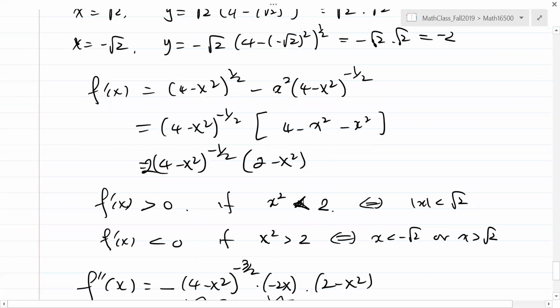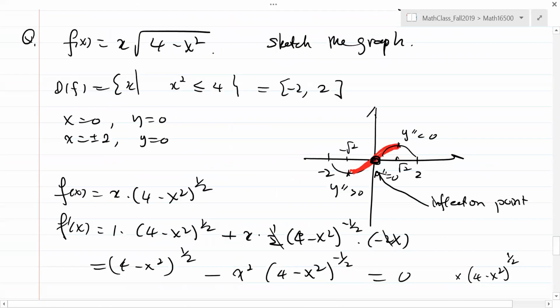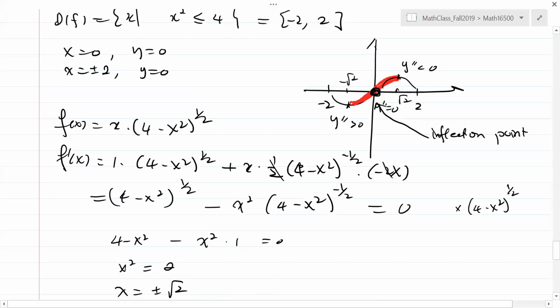So look at the picture here. When x is negative, concave up. When x is positive, concave down. Okay, that's one point of inflection here.